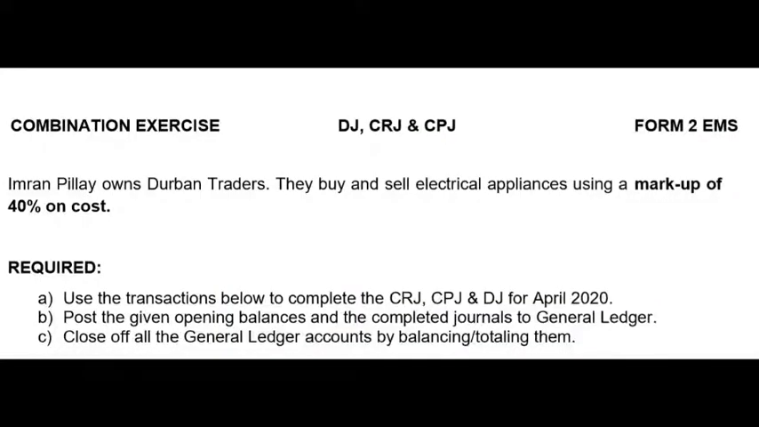Hello boys, this video will explain the recording of the transactions of the combination exercise. Before we can do that, you need to quickly read your information. It says Imran Pillay owns Durban Traders. They buy and sell electrical appliances using a markup of 40%. And I want you to highlight that because you will need it to calculate cost of sales.